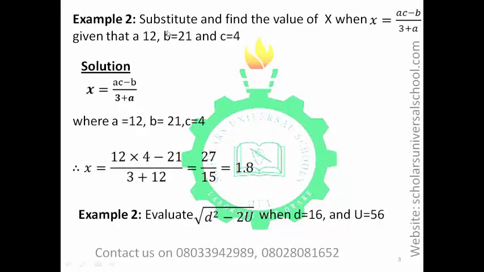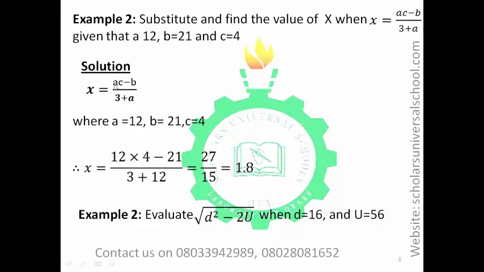Look at this example 2. Substitute and find the value of x when x is equal to (ac minus b) over (3 plus a). We are to substitute given all these values: a is equal to 12, b is equal to 21, and c is equal to 4. Anywhere you see a, it is 12. And anywhere you see b, it is 21. Anywhere you see c, it is 4.